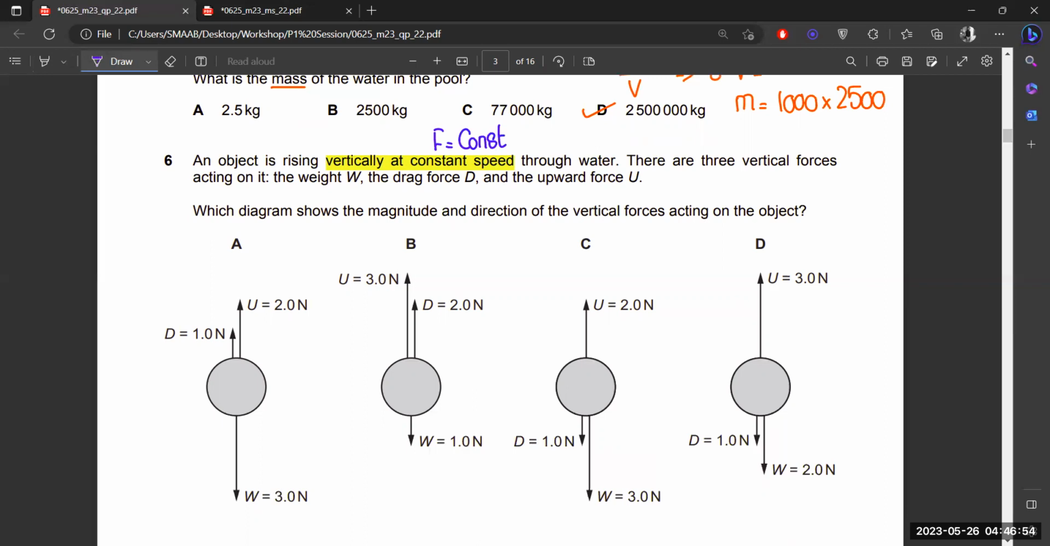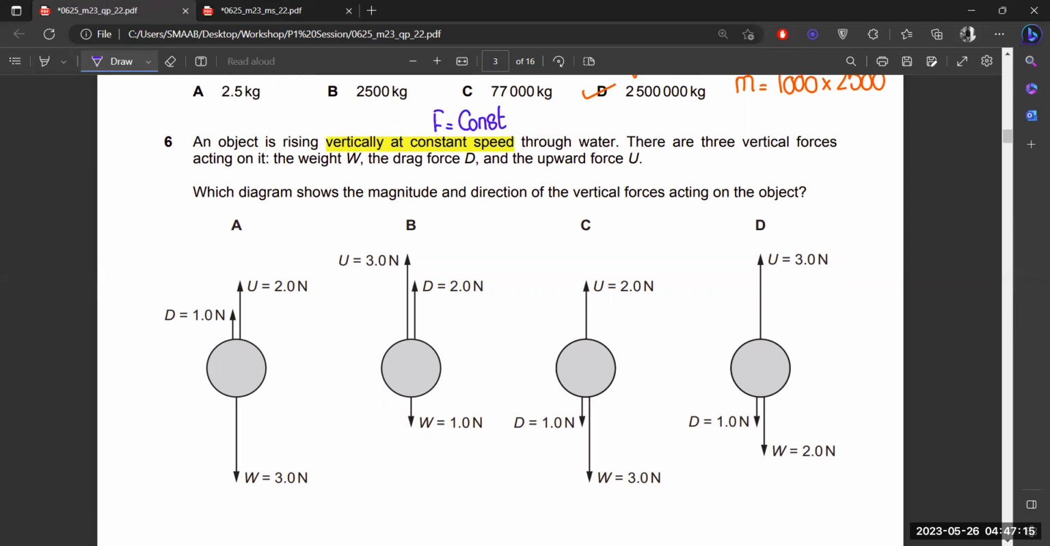There are three vertical forces acting on it: the weight W, the drag force D, and the upward force U. Okay. So basically, there are three forces, and you need to know that these three forces must be equal and opposite because we are moving with constant speed. Again, remember that thing. Which diagram shows the magnitude and direction? Okay, so the question is straightforward. We need to just balance the forces. If you balance the forces, you will get the constant speed, right?